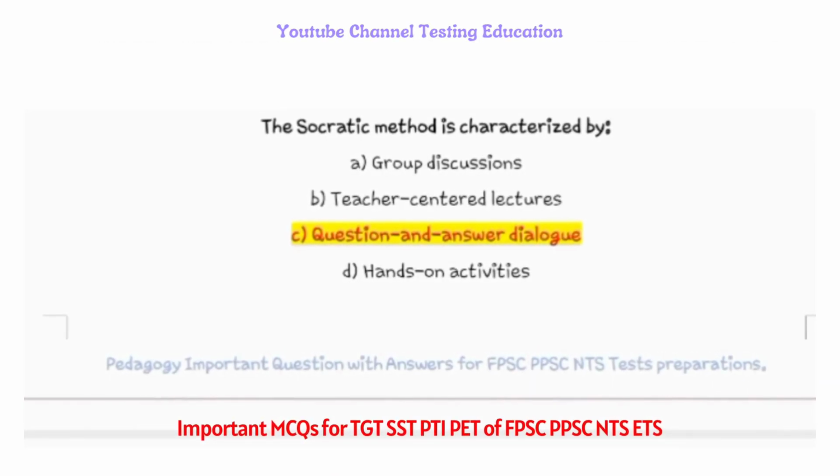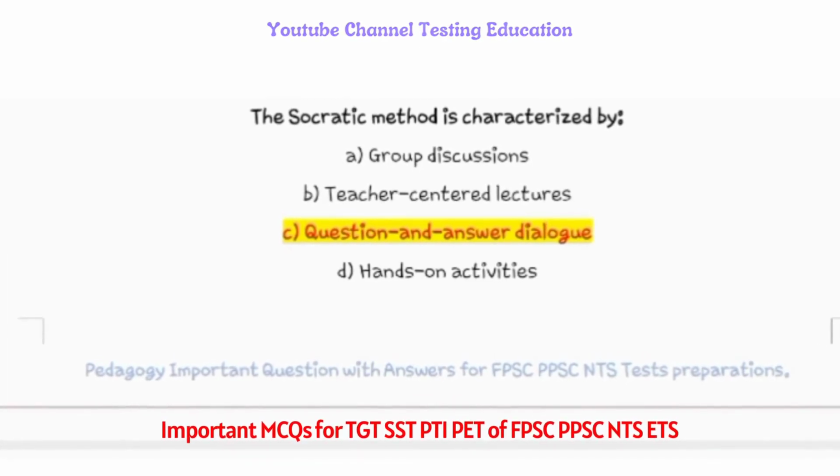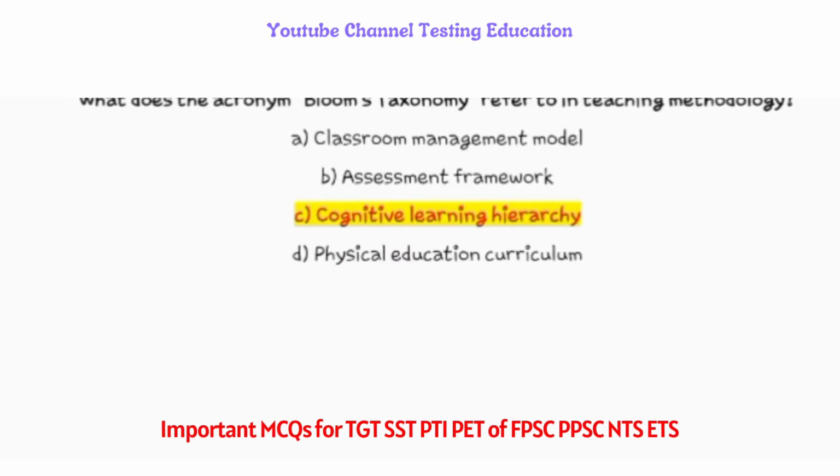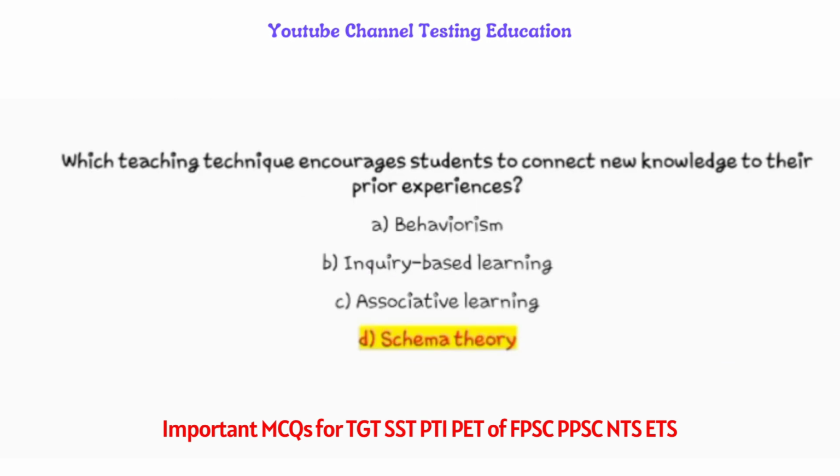The Socratic method is characterized by, the answer is question and answer dialogues. What does the term Bloom's taxonomy refer to in teaching methodology? And the answer is cognitive learning hierarchy. Which teaching technique encourages students to connect new knowledge to their prior experiences? And the answer is schema theory.